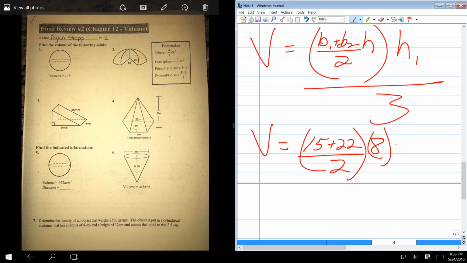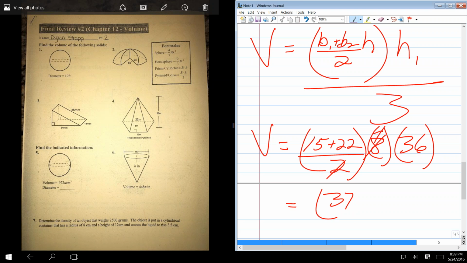And what's the H1? 36. Okay. Now notice that I can get rid of that 2. You can, yeah, because they cancel out. So now the volume, I don't have to deal with fractions. It's 15 plus 22 times 4 times 36. Cool. Divided by 2? No. Or no, we don't. Nope, just leave it like that.